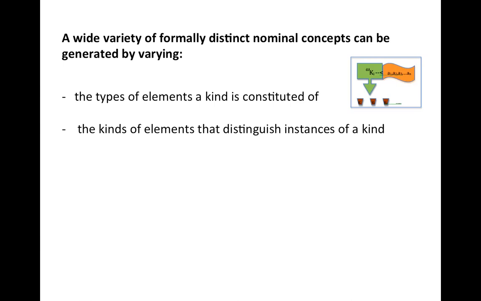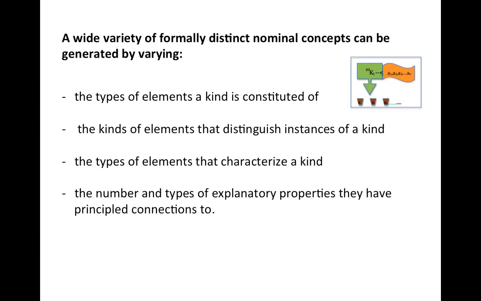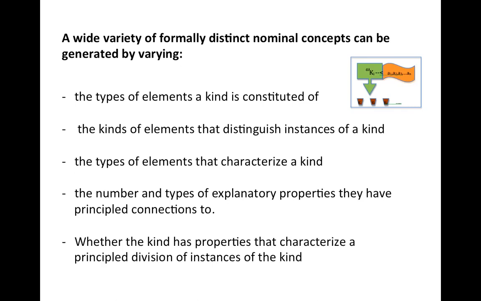Okay, what I hope to have shown you in this last part of the talk is that we can generate a wide variety of formally distinct nominal concepts which provide distinct perspectives for thinking and talking about the kind and its members, and that this range of formally distinct concepts can be generated by varying the types of elements a kind is constituted of, the kinds of elements that distinguish instances of a kind, the types of elements that characterize a kind, the number and types of explanatory properties they have principal connections to, and whether the kind has properties that characterize a principal division of instances of the kind.